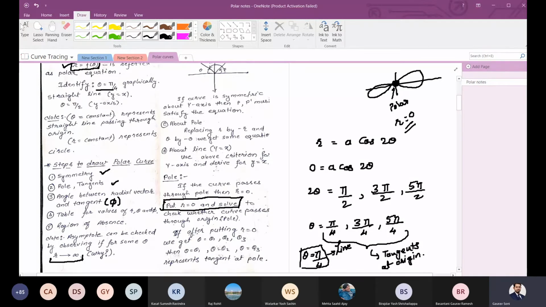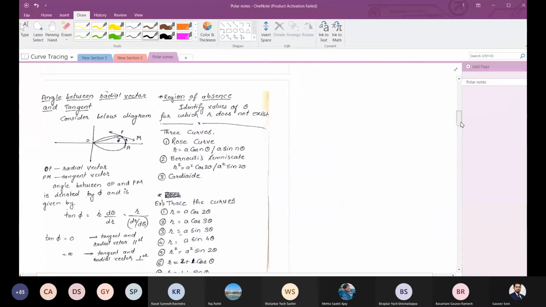So if the curve passes through the pole, then r equals 0, right? So we put r equal to 0 and solve to check whether the curve passes through the origin. If after putting r equal to 0 we get theta equal to theta 1, theta 2, theta 3, then theta equal to theta 1, theta equal to theta 2, theta equal to theta 3 represent the tangents at the pole. This is a very important point in the polar coordinate system. Whenever you need to find the tangent, you put r equal to 0 and solve the equation. Whatever values you get are the tangents at the origin.